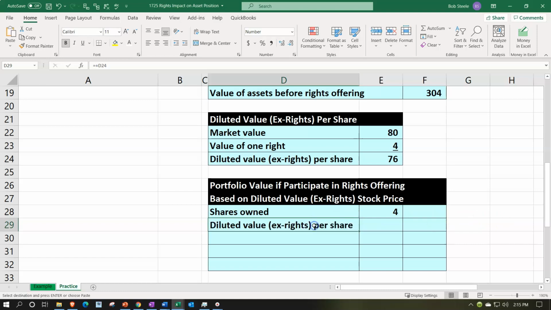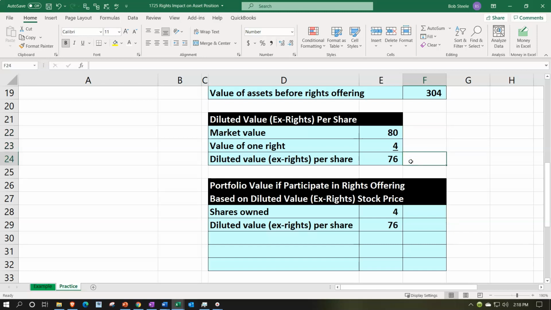So the value after this took place is going to be, we're going to assume, this $76, that diluted value, given the fact that, of course, when the corporation issues the rights, it's going to result in a decrease in the value of the stock. So we had the market price before, the $80, and then the value of one right is going to be 4. That's going to bring it down to the $76.